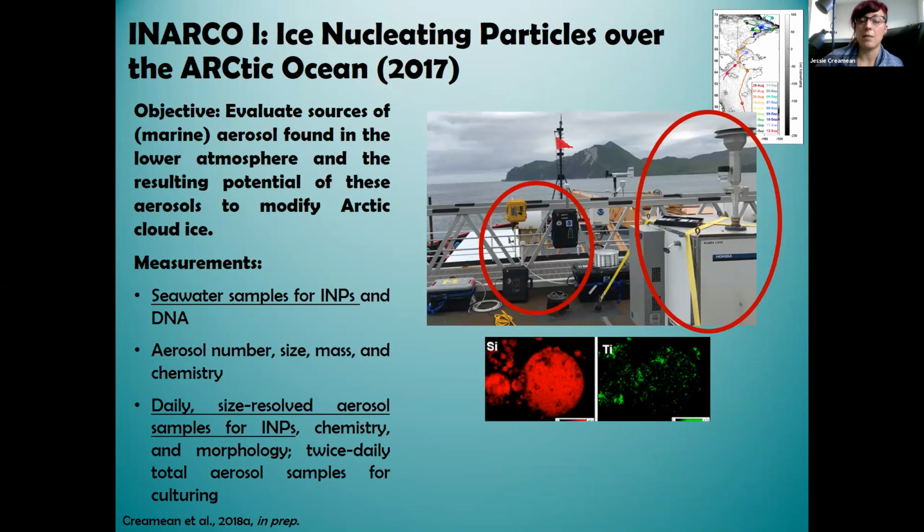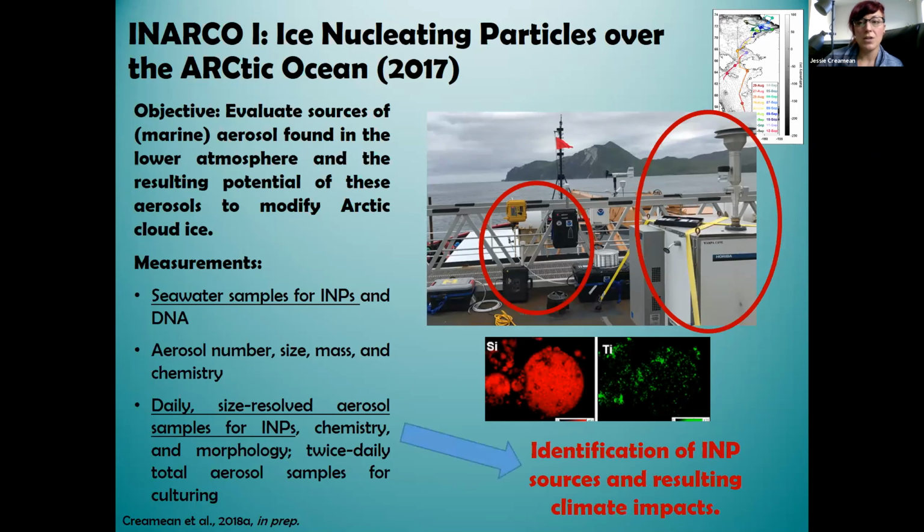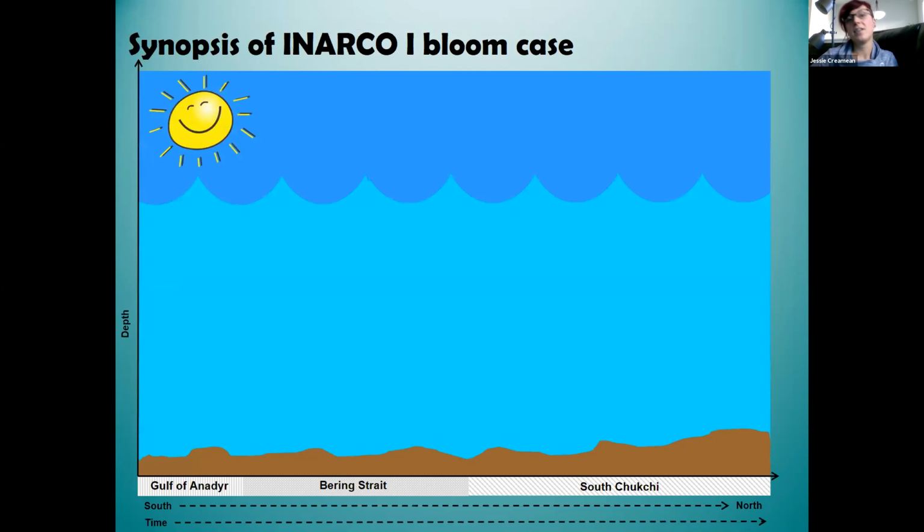We also had samplers on board that collected on Petri dishes so we could culture for bacteria. This is mostly because we have different types of particles that are good at nucleating ice, mainly biological particles, but also mineral dust. We use this combination of information to hone in on the identification of INP sources and the resulting climate impacts.